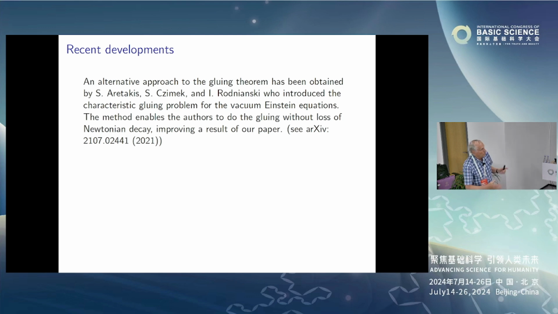What they did is first localize on a characteristic hypersurface and then solve the Einstein equations to produce the localization on the space-like hypersurface. One advantage is that they are able to do it without the loss of the Newtonian decay. And by the way, in the same paper, they're able to reproduce the work on caterpillar.